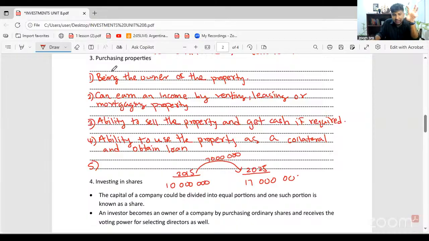That profit is what you call capital gain. Today you are purchasing a house at market price for 10 million. The price is 10 million in 2015, but definitely the house price will increase by 2025. If it becomes 17 million, then that gap of 7 million is a profit for you. So you can buy a house today and sell it in another 5 years.